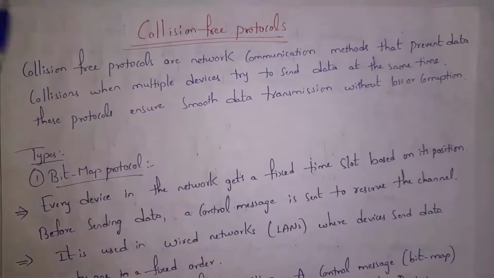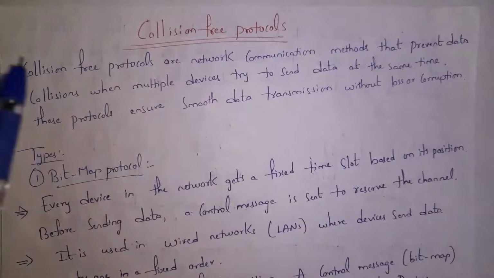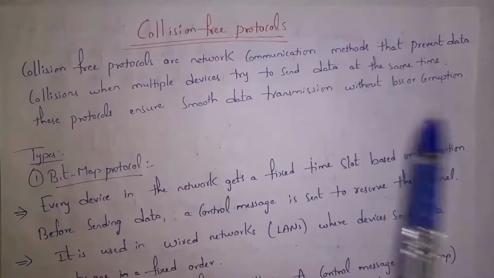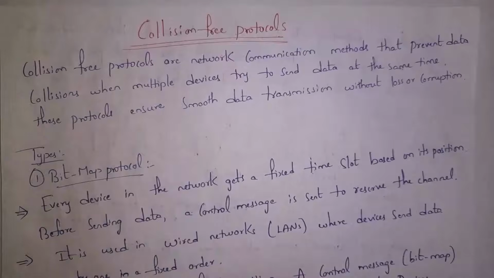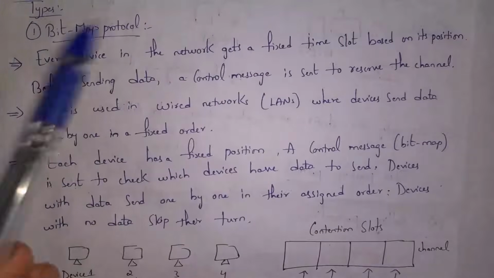So collision-free protocols are network communication methods that prevent data collisions when multiple devices try to send data at the same time. This protocol ensures smooth data transmission without loss or corruption. By using these protocols, multiple computers can communicate with each other in a shared network. Collision-free protocols are classified into three types. And the first one is bitmap protocol.